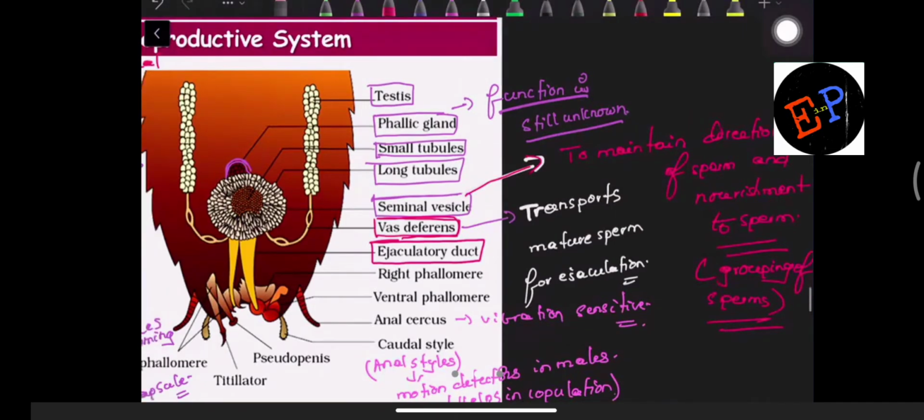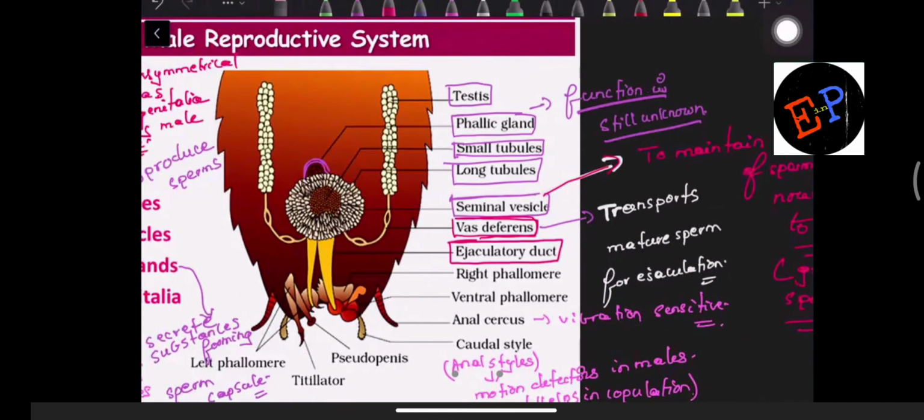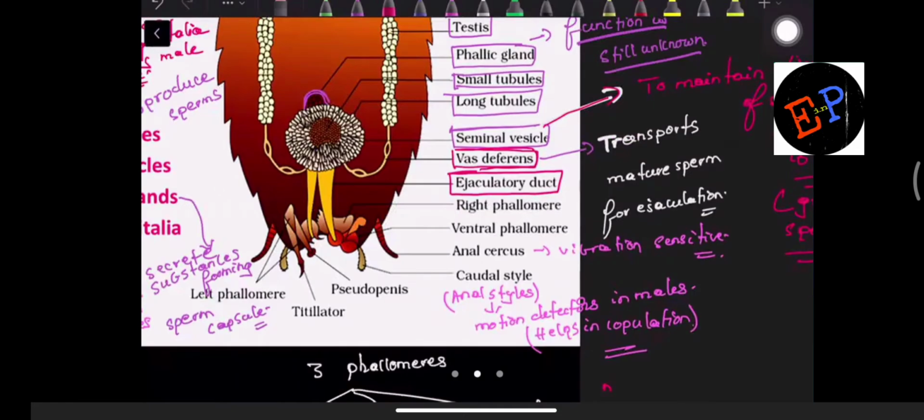Okay, then we have phallomeres. What is meant by phallomeres? Already we have studied. It is an unorganized membrane of polysaccharides. This is called a phallomere. So what is meant by phallomere? Phallomere means unorganized.